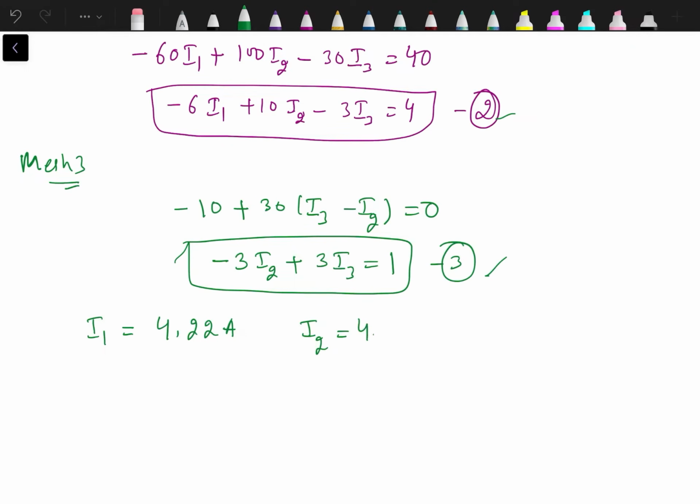I1 comes out to be 4.22 ampere. I2 is 4.33 ampere and I3 is 4.67 ampere. So this is the value of short circuit current or Norton current.